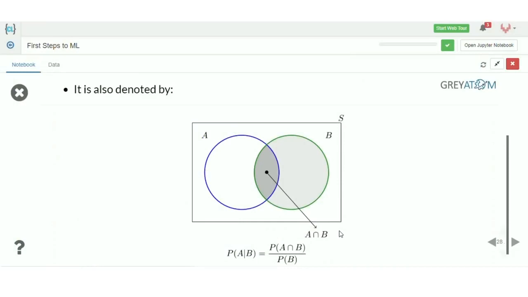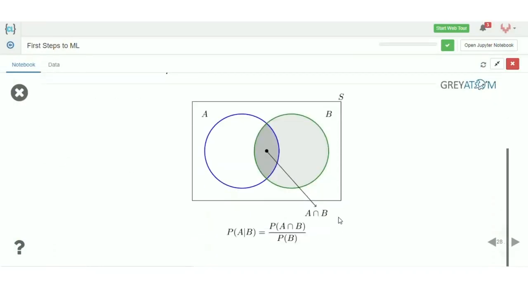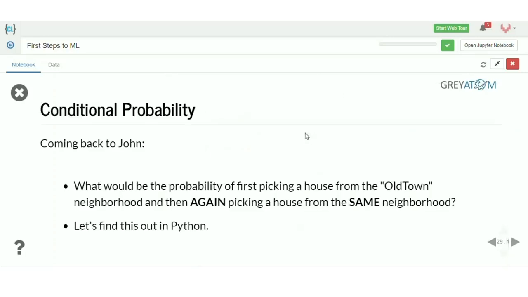We have already talked about conditional probability. This is the probability of A intersection B, and we are very familiar with this diagram by now. This entire blue circle is A, the entire green circle is B, and the area between them is A intersection B. So the probability of A given B is the probability of A intersection B divided by the probability of B. If I have told you that B has already happened, what is the probability of A happening? It is the probability of A intersection B divided by the probability of the entire B. That's perfectly fine. We understand conditional probability as well.